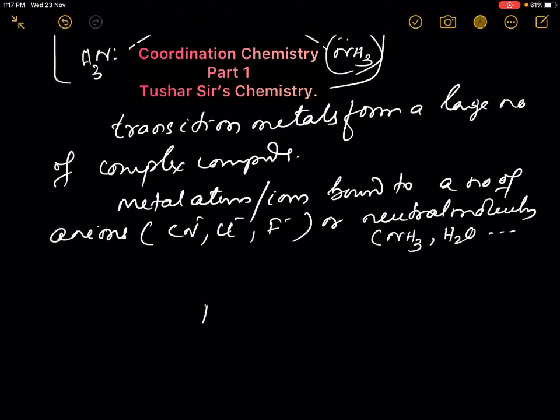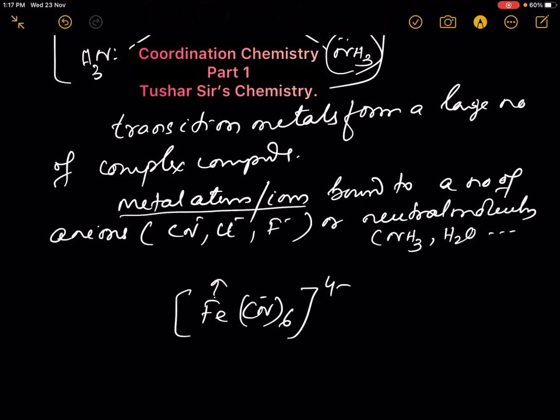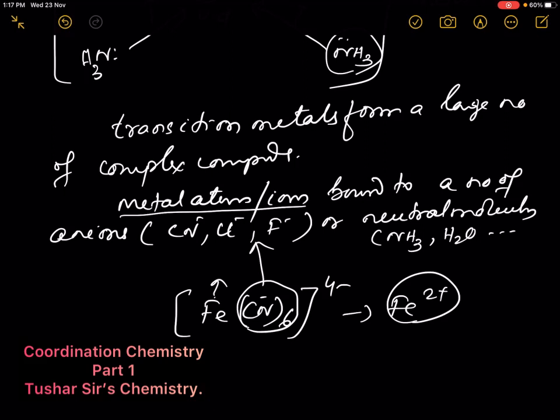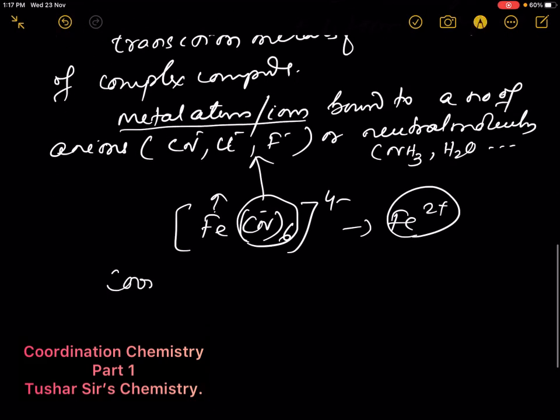For example, Fe(CN)6 4-. Here CN- is a ligand, Fe is a metal atom. Fe is present here as Fe2+ metal ion. CN- is a ligand. In modern terminology, these compounds are called coordination compounds.